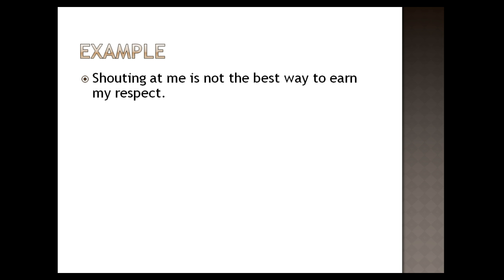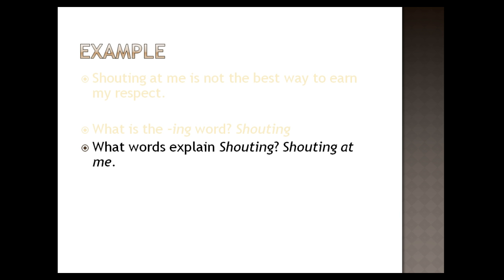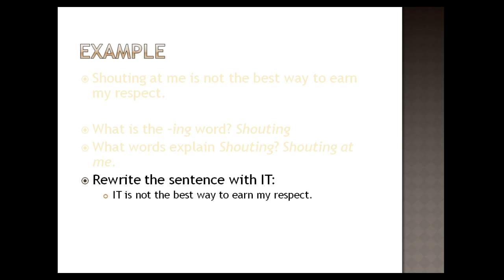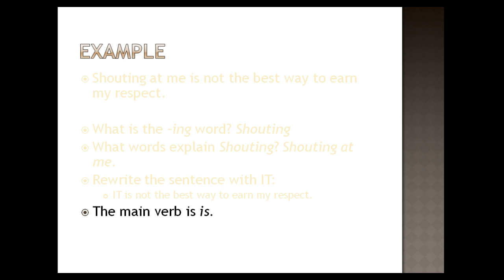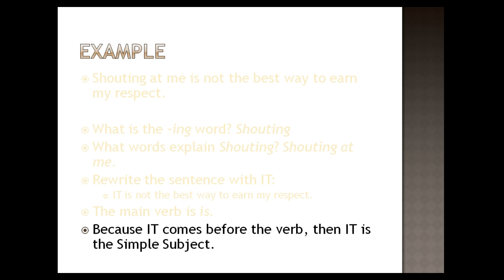So we have shouting, me, is. Is there anything explaining shouting? Well, of course there is: at me. All right, it looks like we might have our gerund phrase, but let's check our other steps. So the ing word is shouting. What is explaining shouting? Shouting at me. So we take that whole phrase and replace it with it. Instead of shouting at me is not the best way to earn my respect, we have it is not the best way to earn my respect. Since the main verb is, and because the it comes before the verb and answers who or what is not the best way to earn my respect, this gerund phrase is a simple subject.